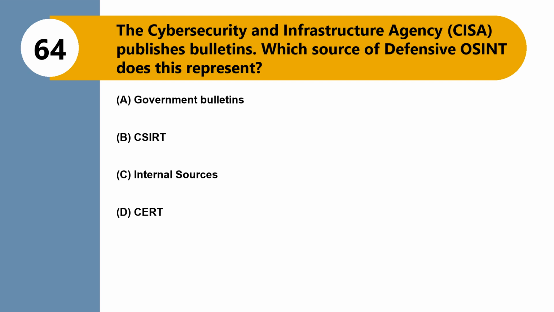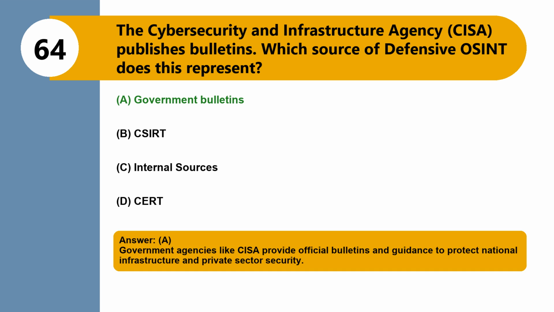Question 64. The Cybersecurity and Infrastructure Agency, CISA, publishes bulletins. Which source of defensive OSINT does this represent? Option A, government bulletins. Option B, CERT. Option C, internal sources. Option D, CERT. The correct answer is option A, government bulletins. Government agencies like CISA provide official bulletins and guidance to protect national infrastructure and private sector security.